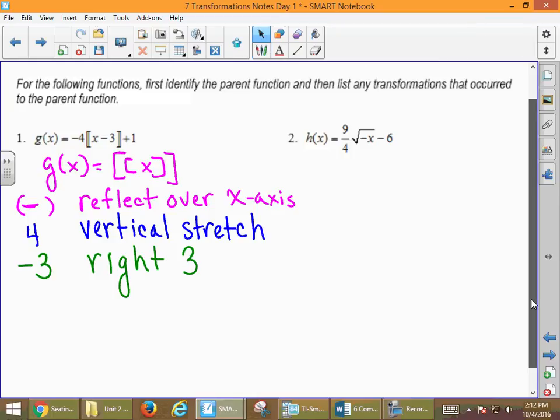And one last transformation. The very last piece of our function is the plus 1. Plus 1 is outside of our function. How are we moving? Up 1.